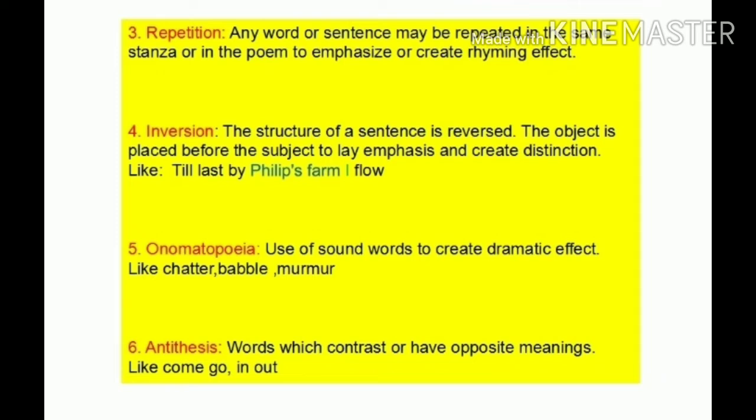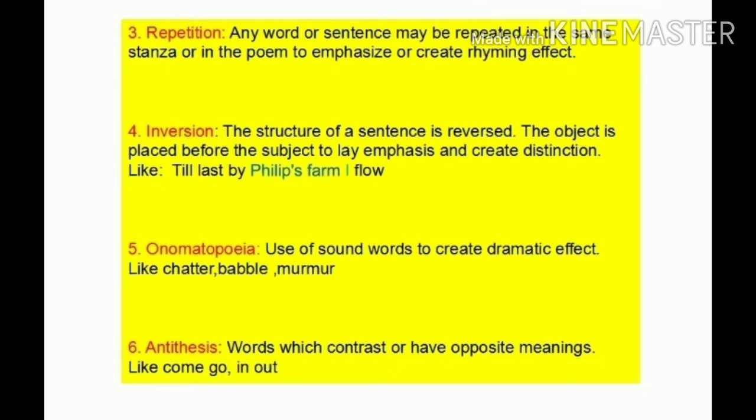The structure of a sentence is reversed. Now, structure of a sentence, we all know that first we have the subject, then the object. Subject is the doer of the action and object is the receiver of the action. So when they are reversed, that means when first the object comes and then the subject. The object is placed before the subject to lay emphasis and create distinction. Example there, till last by Philip's farm I flow. Now here Philip's farm, that is the object, and I is the subject. Now you can see that the object is used before the subject. So that is what? Inversion.